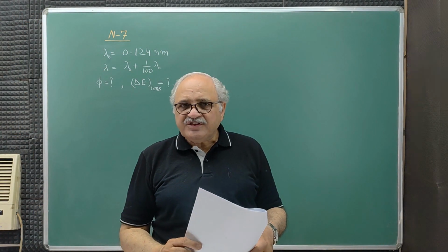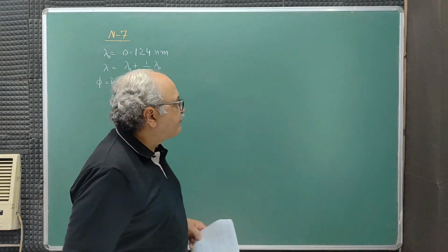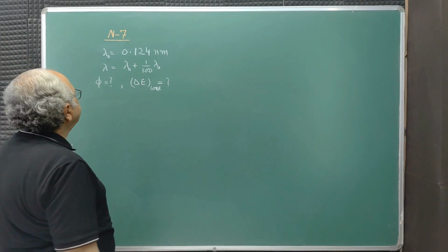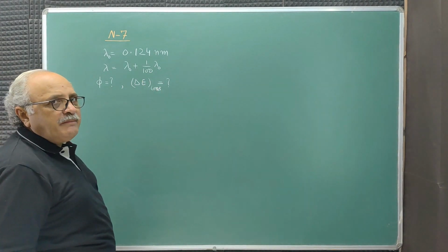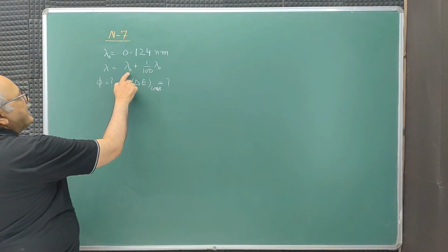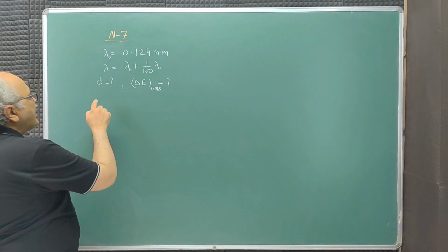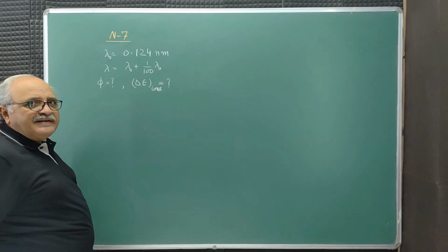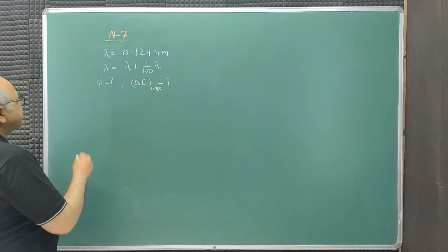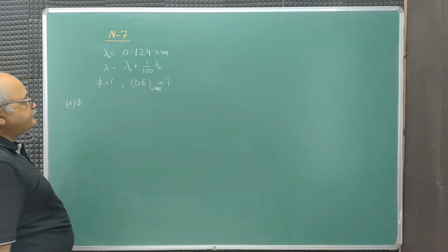Now let's take the 7th question. 7th question is on Compton effect. The incident photon has a wavelength of 0.124 nanometer, and there is an increase of 1% in the wavelength. That means the wavelength now will become lambda 0 plus 1% of the lambda 0. They asked us to find out the scattering angle and the energy loss in the process. Let's calculate first of all what is the scattering angle.